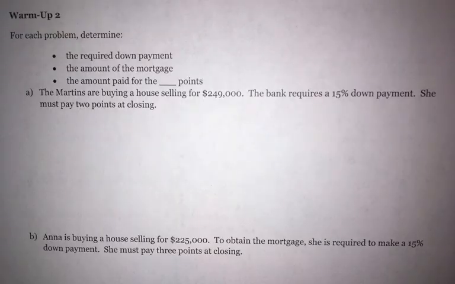So, the Martins are buying a house that's selling for $249,000. The bank requires a 15% down payment. She must pay 2 points at the closing. So, we need to figure out how much is the required down payment, what's the amount on the mortgage, and what's the amount paid for, in this case, 2 points.